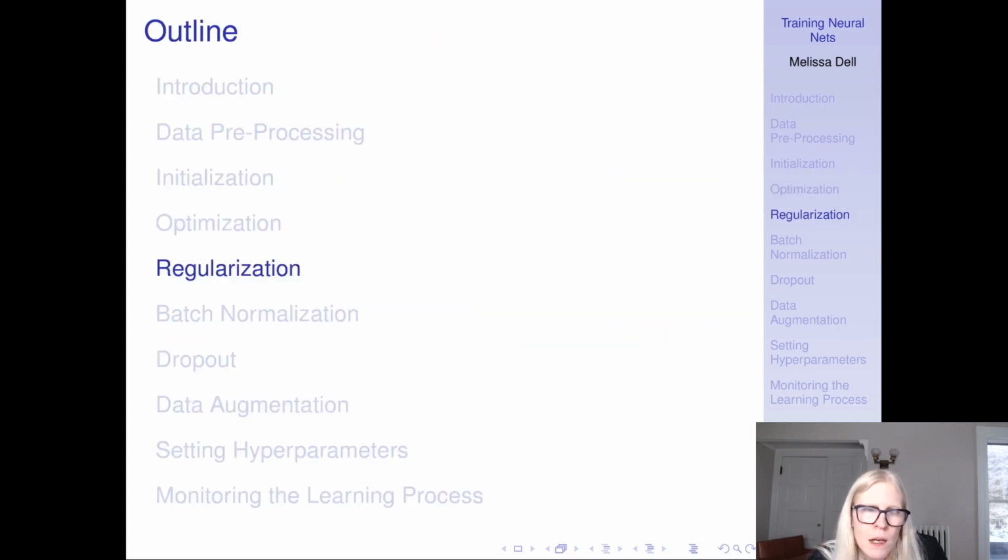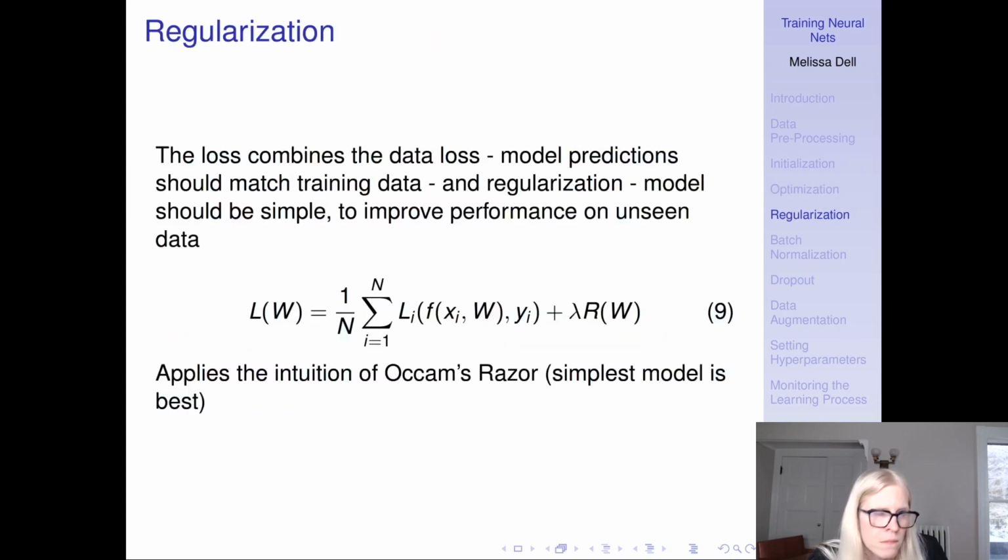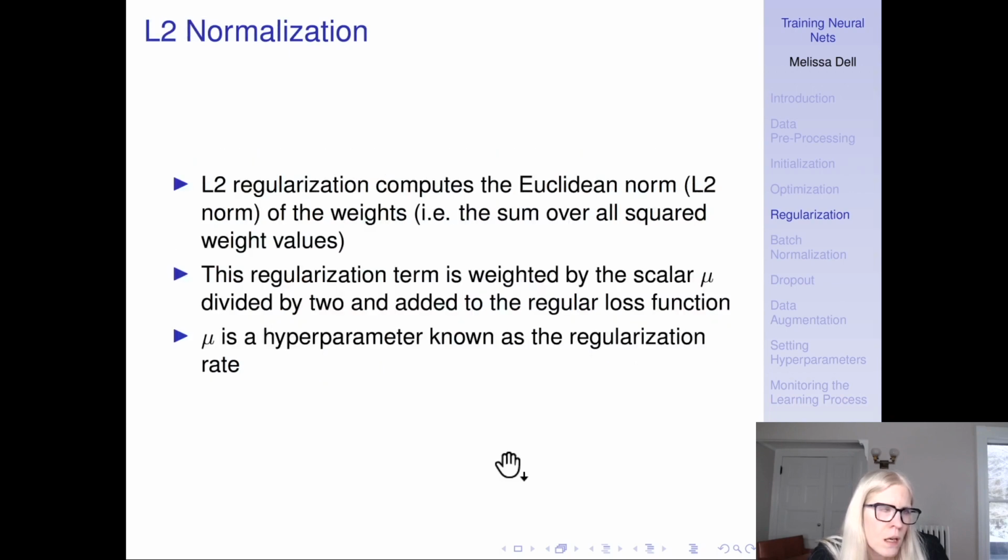All right, regularization. And so the idea behind regularization is that your model should be simple. You want to improve performance on unseen data, and you can do that by forcing your model to be as simple as possible. And so that's what regularization aims to do.